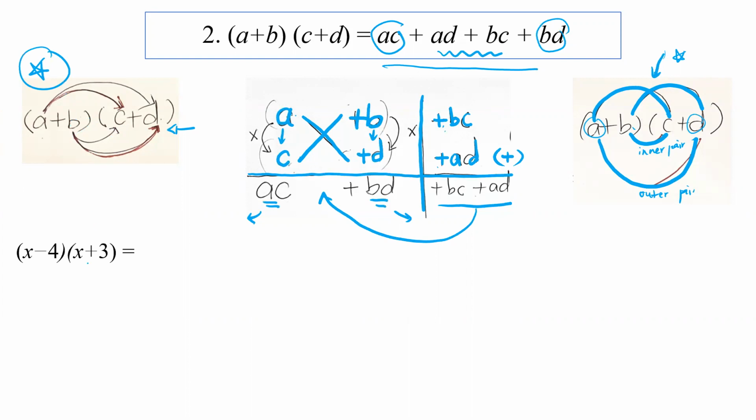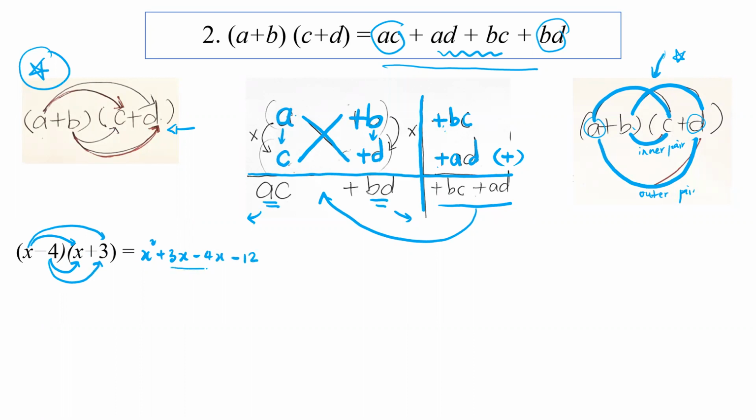If I were to use the first method, I would do it like this. First with the first, which is x squared. First with the second, so x times positive 3, so positive 3x. The second with the first, negative 4 times x, so we get negative 4x. And then the second with the second, negative 4 times positive 3, so we have negative 12.